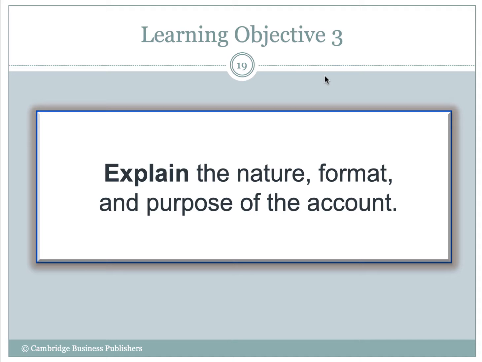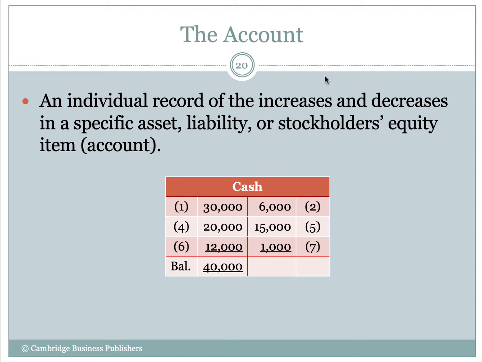So when we think about an account, an account is nothing more than an individual record of increases and decreases. That's all it is. So every asset, every liability, every stockholder's equity has an account. So we have an account for, think about assets. We have an account for cash. We have an account for accounts receivable. We have an account for prepaid rent. We have an account for equipment.